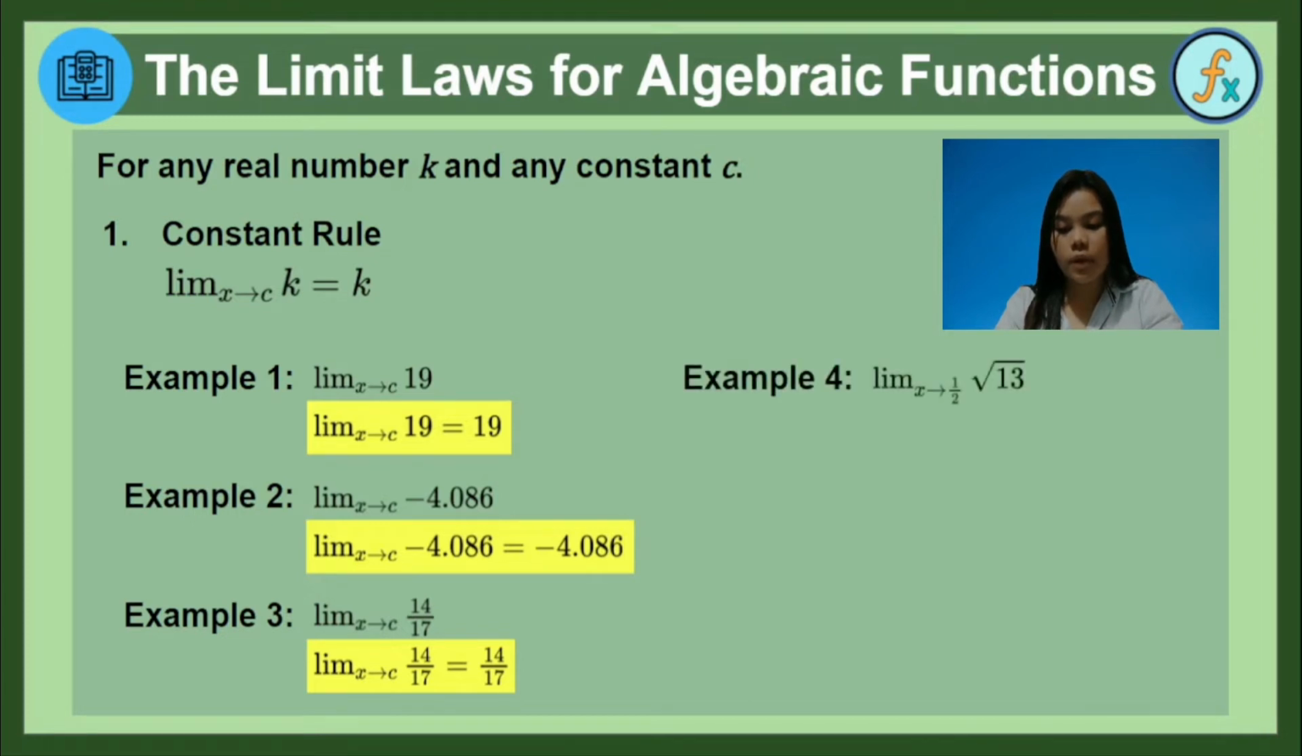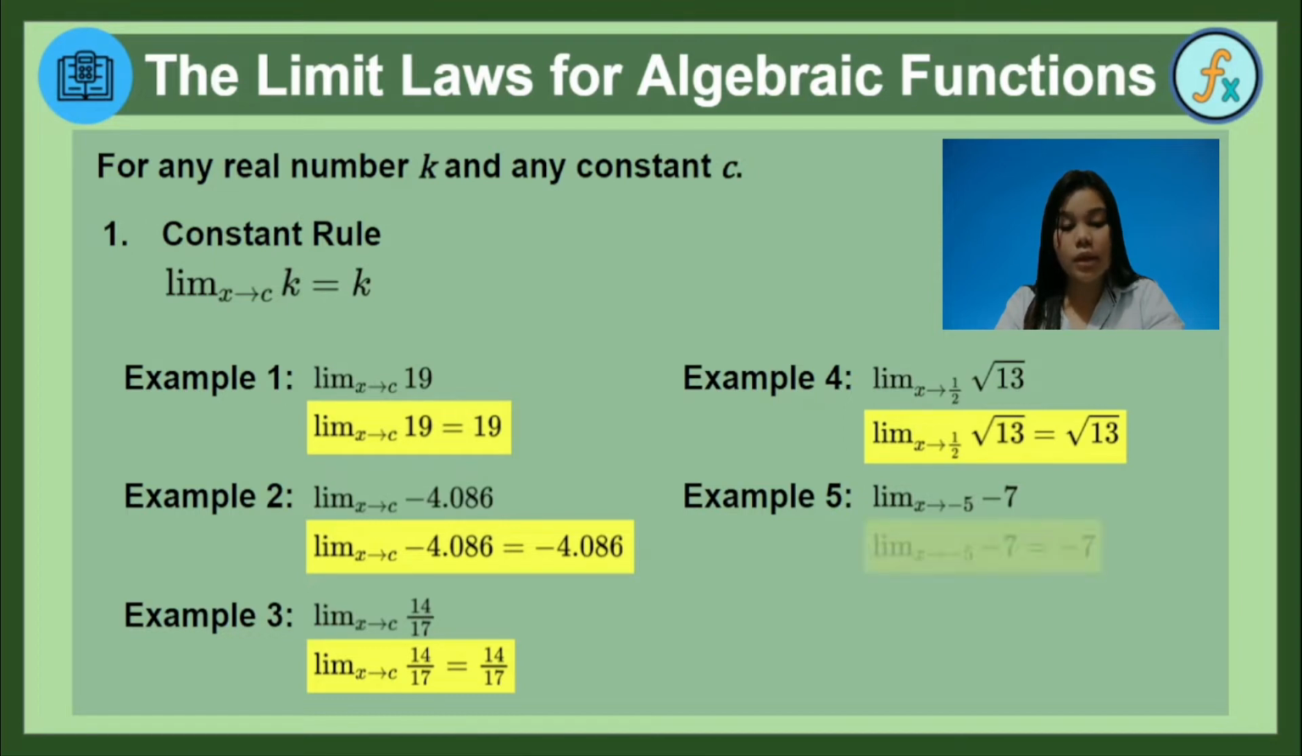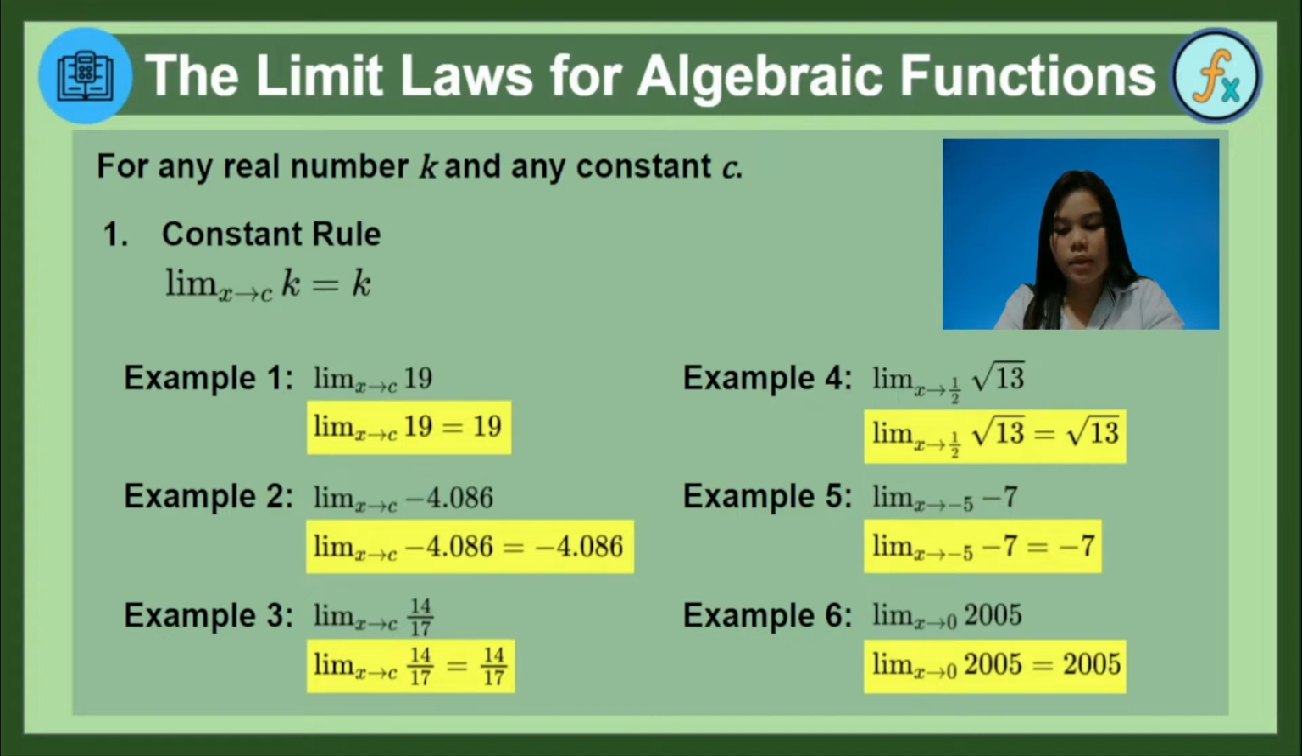Example number 4. Solve the limit of square root of 13 as x approaches 1/2. The answer is square root of 13. Example number 5. Calculate the limit of negative 7 as x approaches negative 5. The answer is negative 7. Example number 6. Obtain the limit of 2005 as x approaches 0. The answer is 2005. That would be all for the first limit law. Always remember that if a function is a real number, then that is the limit of the function.